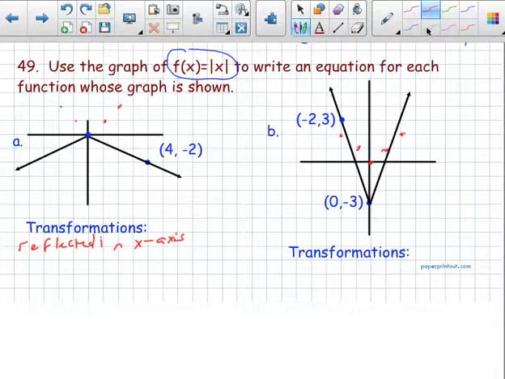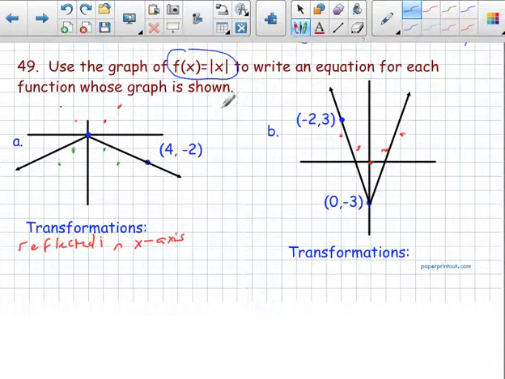But if it were solely reflected in the x-axis, I'll put those points in green, we'd have 0, 0, 1, negative 1, negative 1, negative 1, negative 2, negative 2, 2, negative 2. And that's not what we have. All right, we have the point 4, negative 2. So what's happened here, instead of going from 2, going to 2, negative 2, we're at 4, negative 2.